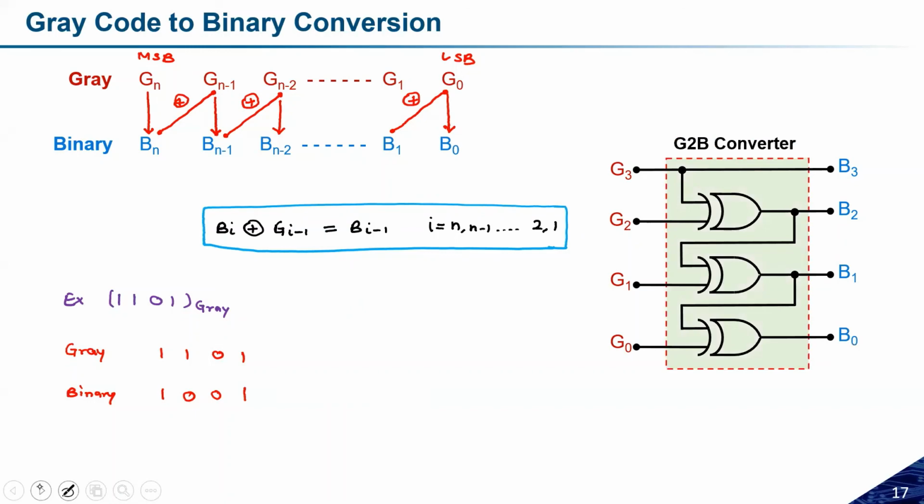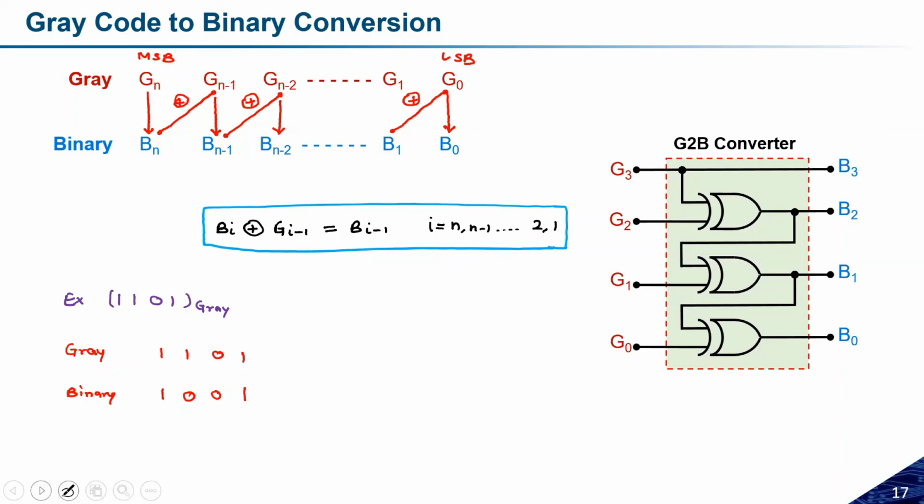So is there any doubt on the gray to binary and the binary to gray code converter? In case of any doubt, you can ask questions. Otherwise, we can move ahead. This is the simple thing that we can do, right? It's quite easy, not that difficult. Now let us move ahead.